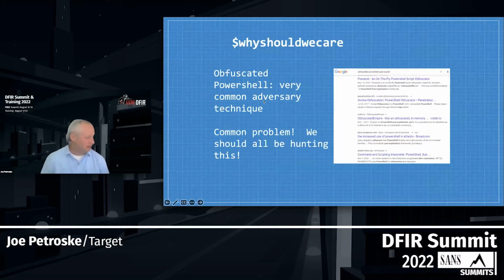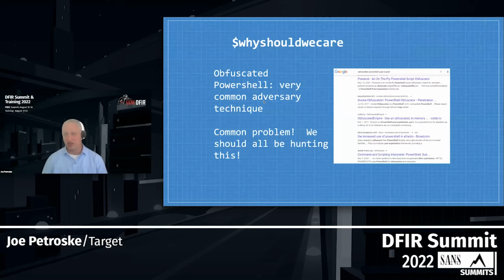Okay, so let's dig into this by taking a look at why we should care about PowerShell obfuscation in the first place. And if you've done IR, or if you've even just done a quick few Google searches, you come up with all kinds of hands-on examples of PowerShell obfuscation being used by adversaries to do evil things.